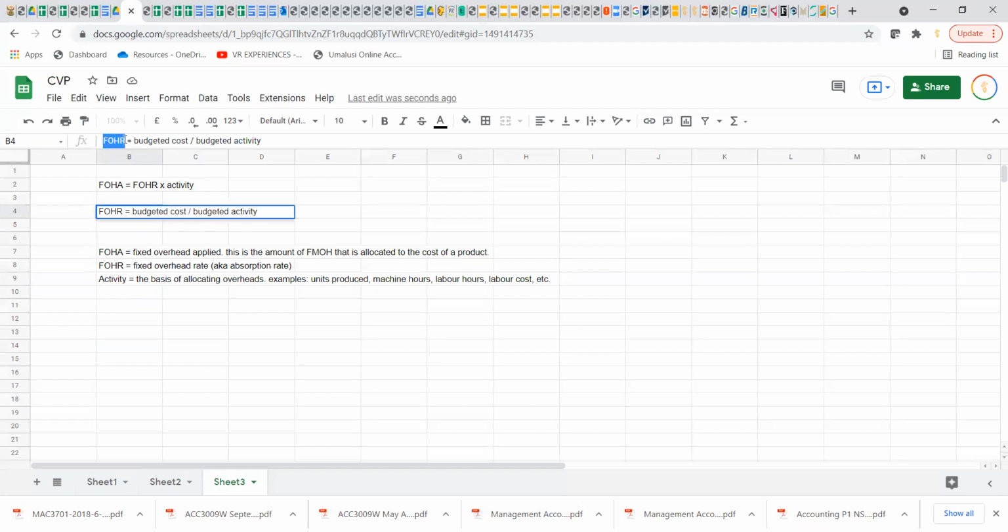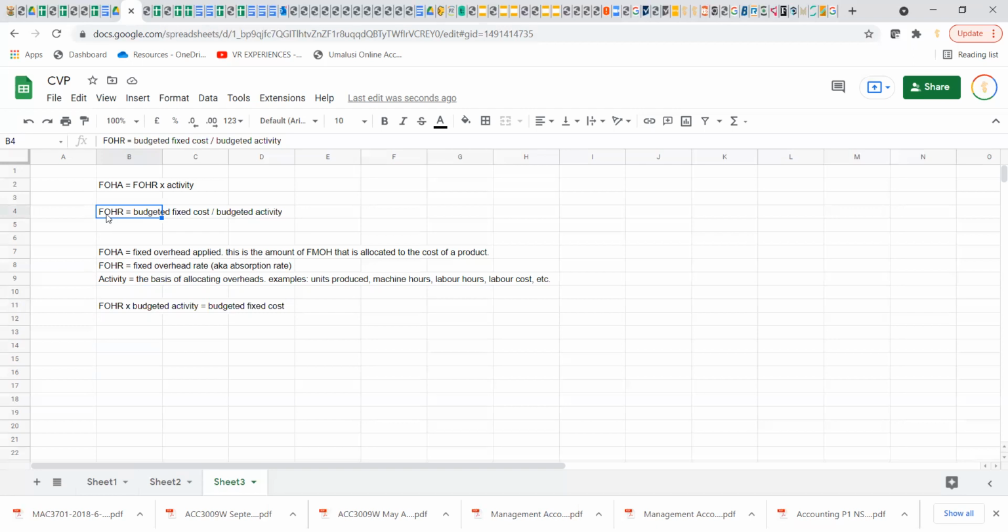We have the fixed overhead rate. We want the budgeted cost, which is the budgeted fixed costs. And we have the information to calculate budgeted activity. So rearranging the equation, fixed overhead rate multiplied by budgeted activity will equal budgeted fixed costs. Okay, so that is what we want. We want this number. We simply rearrange that equation to get that number. So that's what I'm trying to tell you.